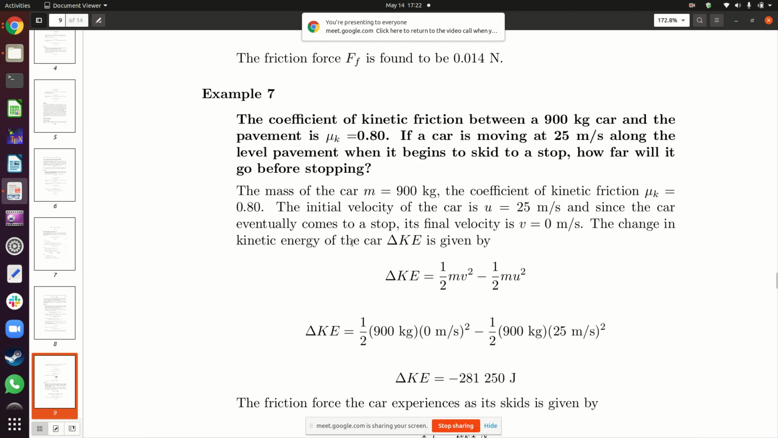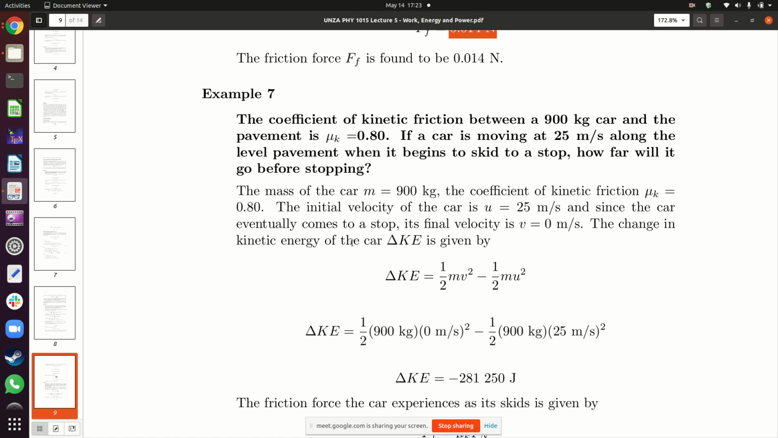Next example, example 7. The coefficient of kinetic friction between a 900 kg car and the pavement is 0.8, quite a high coefficient. If a car is moving at 25 meters per second along the level pavement when it begins to skid to a stop, how far will it go before stopping?